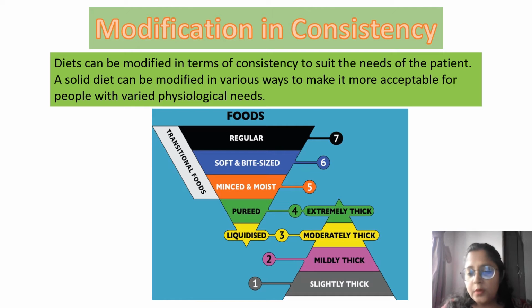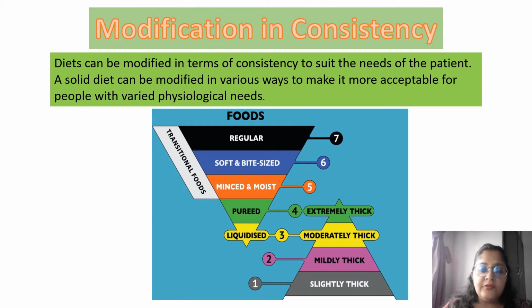Now, when we talk about a liquid diet or a solid diet, what we can understand is there is a modification in the consistency. That means whatever food you are having has been modified in consistency. Either the thickness has increased, or the thickness has been made lighter.